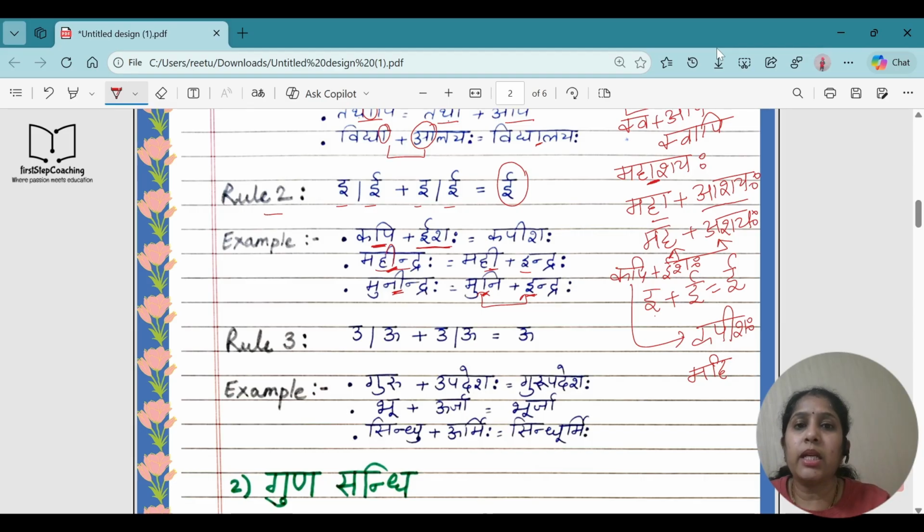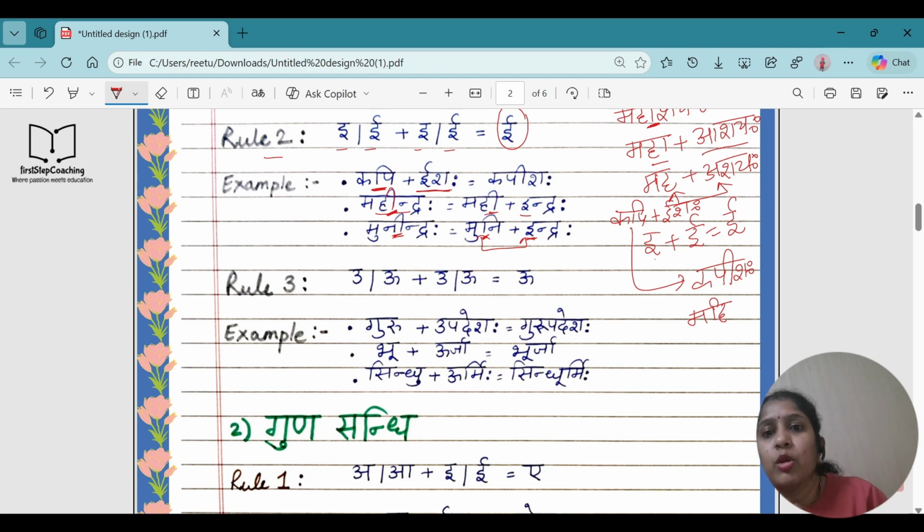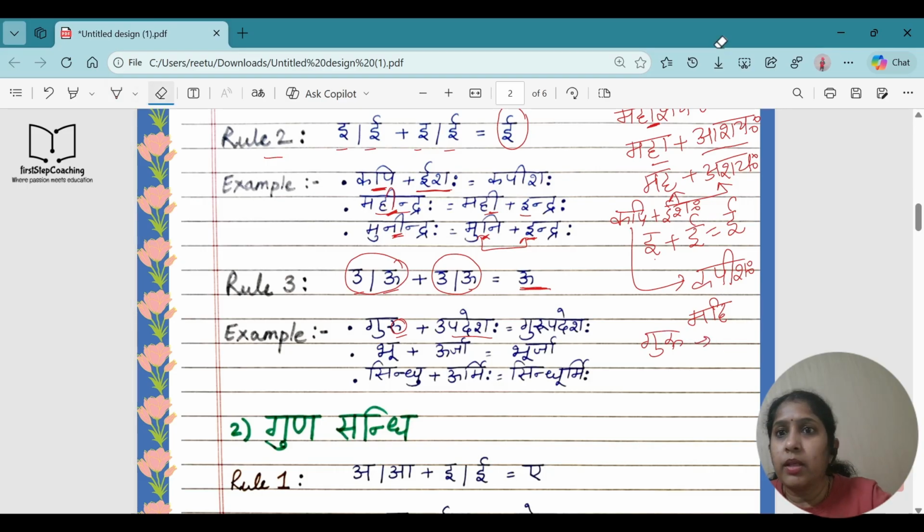This is the easiest sandhi rule which we have, dirgh sandhi. Similarly, the same thing happens with u ki matra also. Like we saw with aa ki matra, we saw with i ki matra, and now we will see with u ki matra. The first word is ending with chhota u or bada u, and the second word is starting with either chhota u or bada u. It will make it bada u. Like if you see the example, it is Guru plus Upadesh. We know Guru is ending with chhota u. Sorry, I have written bada u, so I should erase it.